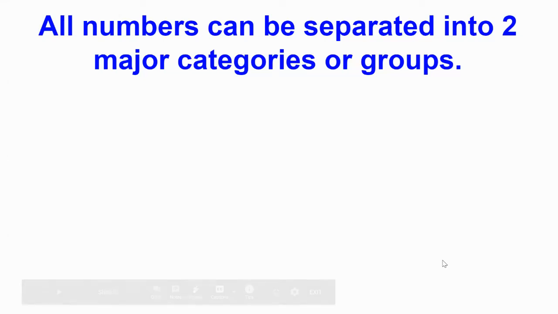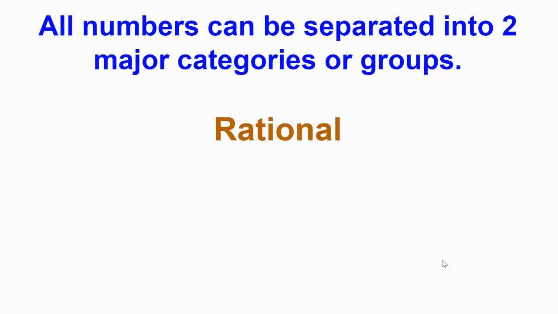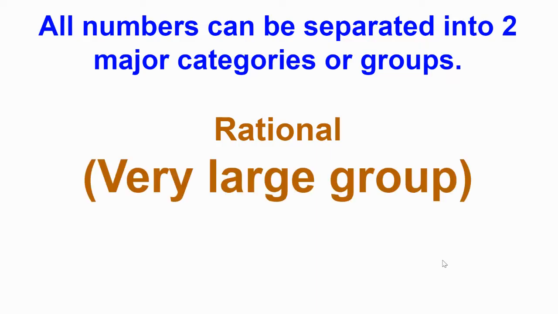Okay, so let me talk to you a little bit about just numbers in general. We work with numbers all the time, but really they can be broken down into two major categories or groups. Rational, that is a very large group of numbers. We're going to talk about those in a minute. And if they're not rational, they're irrational.